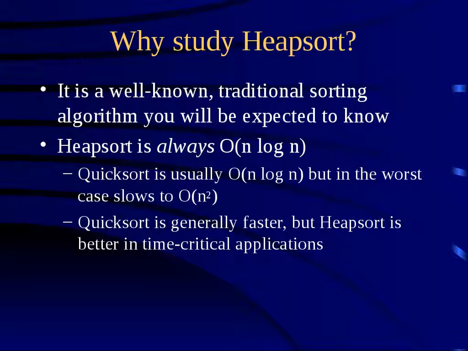So, it is a well-known traditional algorithm. Luckily, it's always O(n log n). Quicksort's usually O(n log n), but in the worst case, it's O(n squared). Quicksort is generally faster, but heap sort is actually better for critical time applications because it's more predictable how long it's going to take in order to sort something.